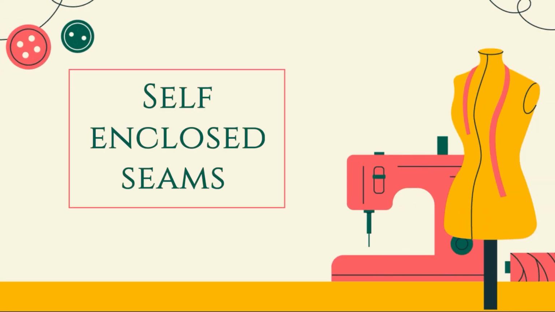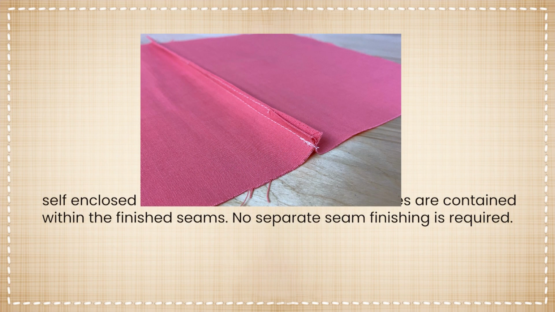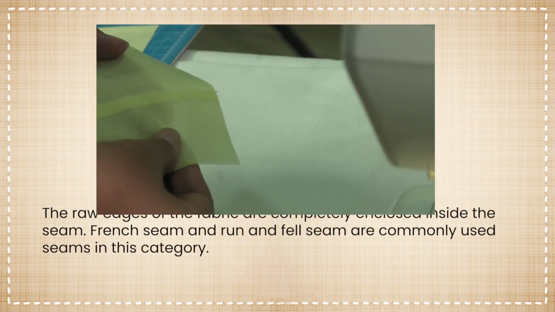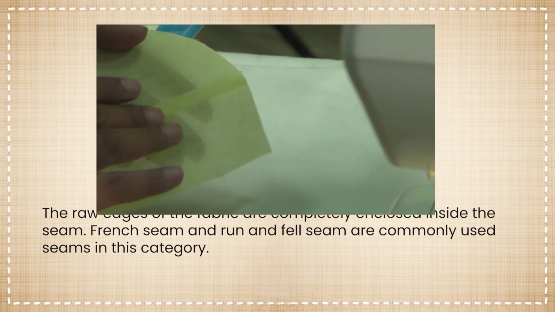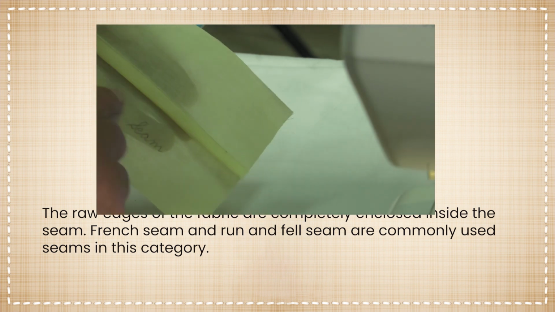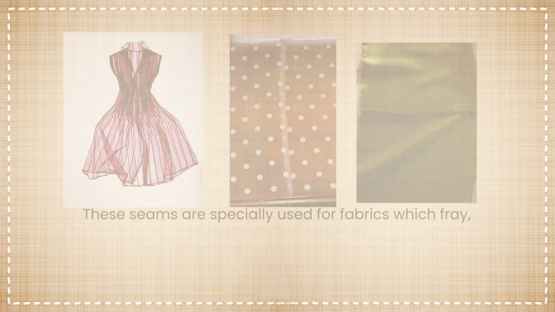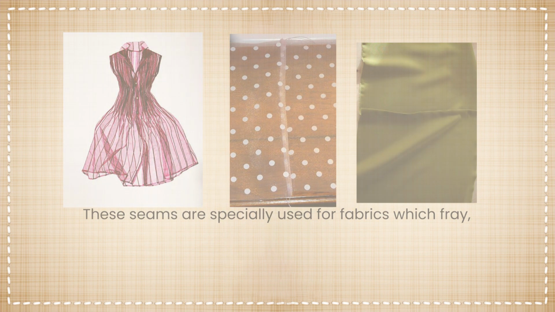Now, the second category of seams is the self-enclosed seams, in which the seam allowances are contained within the finished seams. So, no separate seam finishing is required. The raw edges of the fabric are completely enclosed inside the seam. Examples of self-enclosed seams include French seam, run and fell seam. These seams are specially used for fabrics which fray.